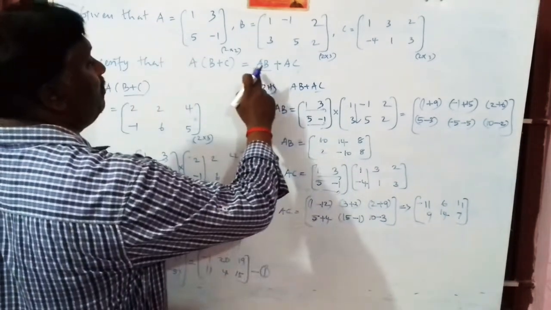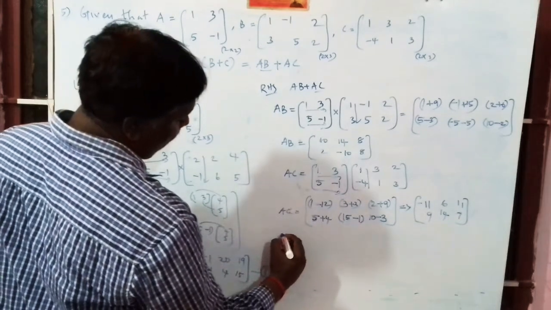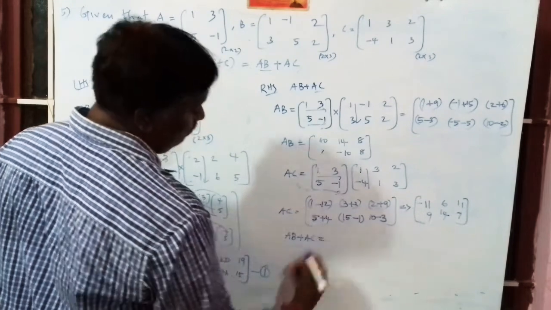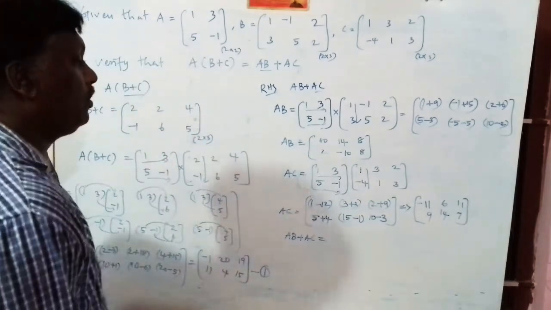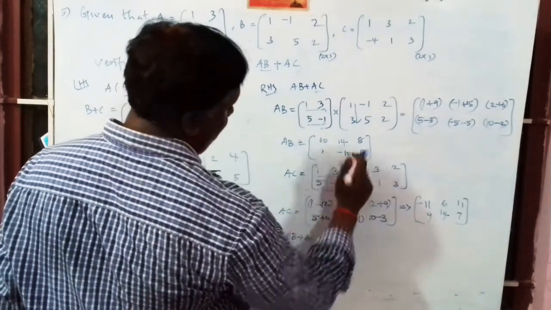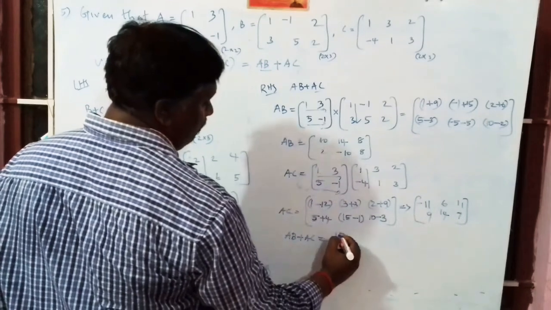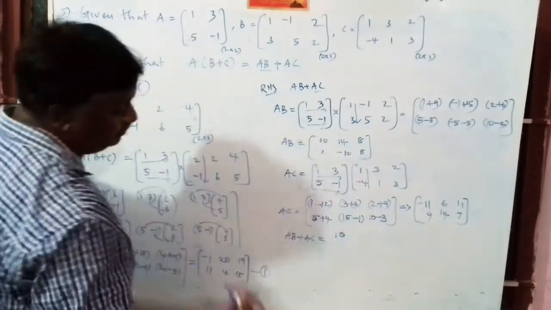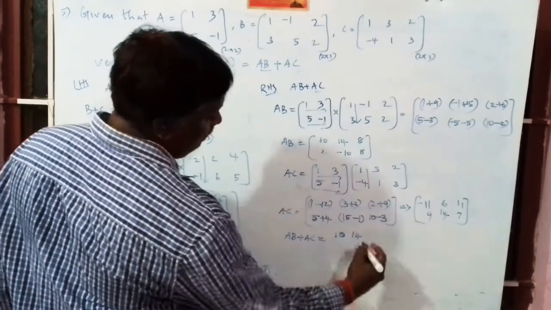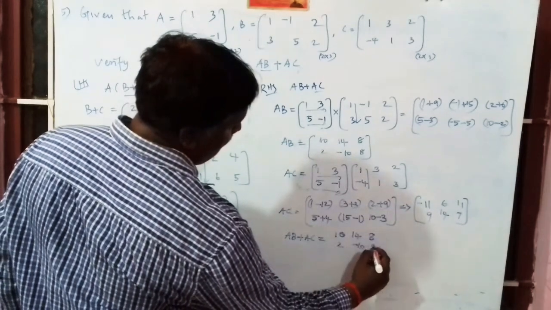So finally, what we find in the right hand side is AB plus AC. So adding the AB and AC values, RHS is AB plus AC. The AB value has order 2 rows and 3 columns: 10, 14, 8, 2, minus 10, 8.